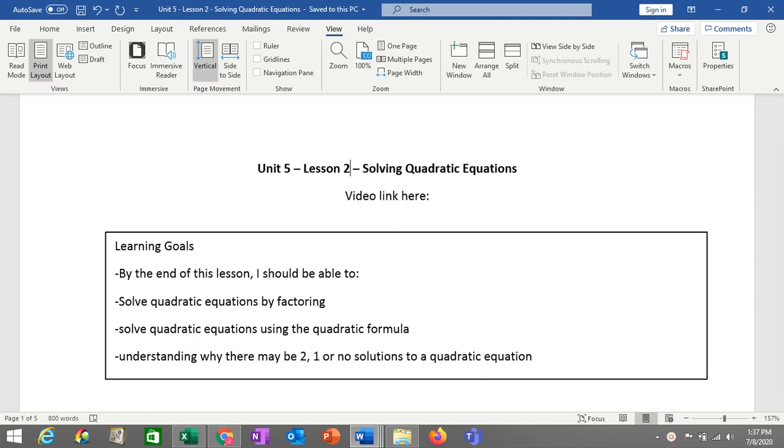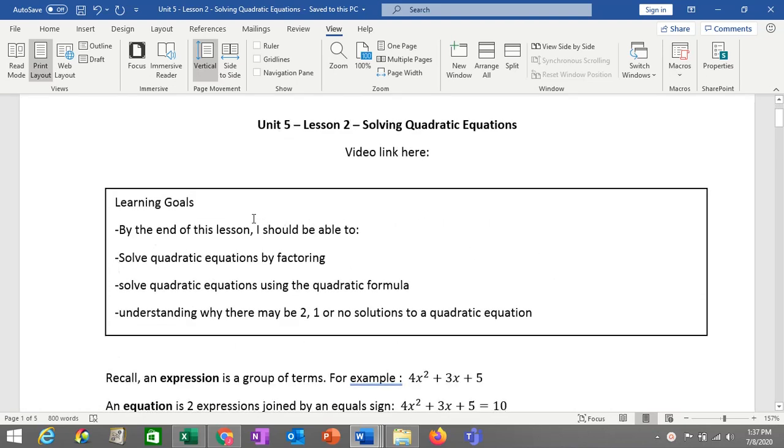Hi everyone. So this is Unit 5 Lesson 2, the last lesson in Unit 5, and we're going to look at how to solve quadratic equations. So learning goals here, by the end of this lesson you should be able to solve quadratic equations by factoring. If you remember the factoring techniques from the last lesson, we're going to apply those to solve equations. We're going to use the quadratic formula to solve quadratic equations as well. Sometimes you can't factor them and you need to use this other method.